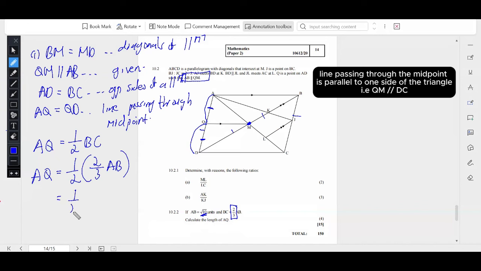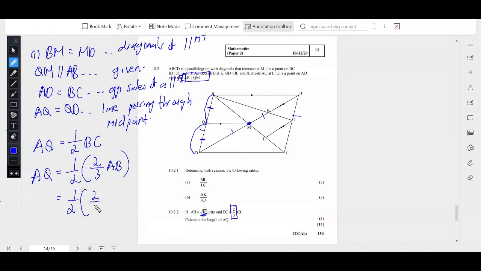But then when we check here, we've been given the length of AB. So we can come here and say half, and then bracket 2 over 3, then multiply that by root 10. Now at this point, we know the 2 and the 2 will cancel out. So we are left with root 10 over 3 being the size of AQ. That's how you were supposed to go about tackling that question for 15 marks.